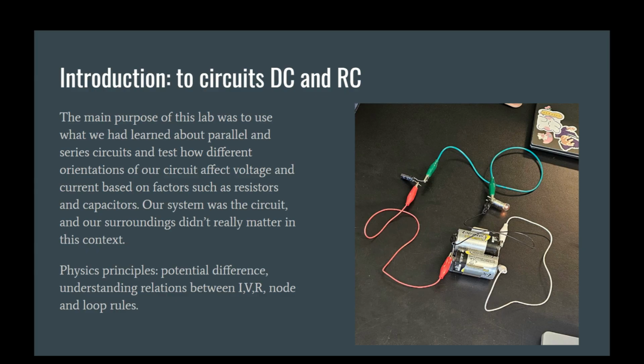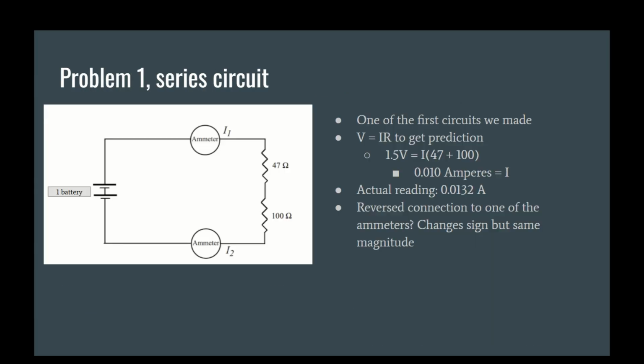We needed to understand Ohm's law, which is the relationship between current, voltage, and resistance. And we needed to know node and loop rules in order to create equations that would help solve for current, voltage, and resistance. Problem 1, we had a series circuit with 2 ammeters and 2 resistors. I would like to note that we had to work with one battery because our other battery was not working for our table, so your numbers may look slightly different than ours.